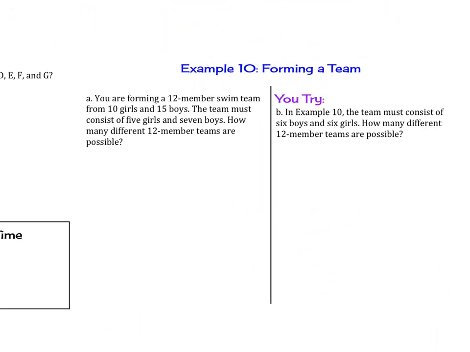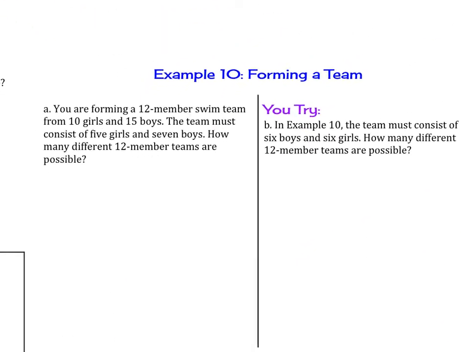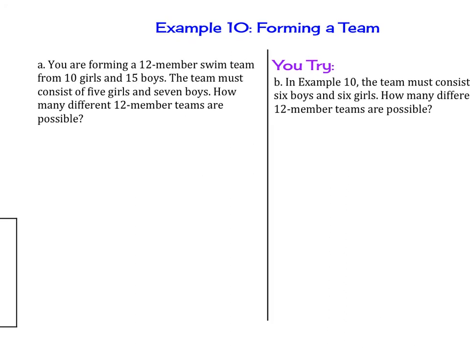Now let's look at forming a team. You are forming a 12-member swim team from 10 girls and 15 boys. The team must consist of 5 girls and 7 boys. How many different 12-member teams are possible? With the girls, first of all, there are 10 girls, and they must have 5 of them. Then times the boys, there are 15 boys, and you have to choose 7 of them.